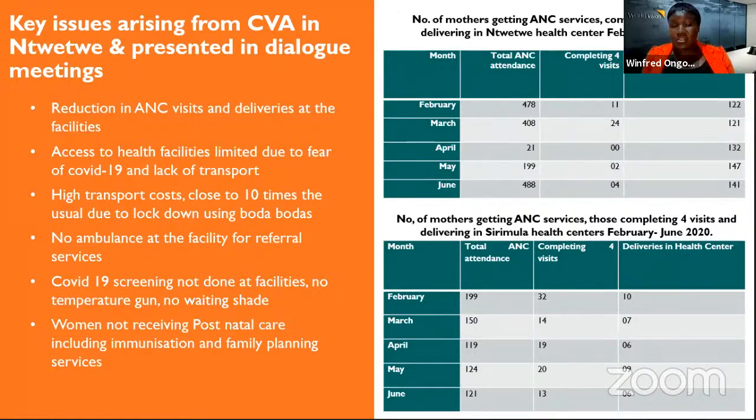And they were using boda-bodas. These are local motorcycles that are used for public transport. Then on top of having high transport costs, there's no ambulance at the health facility for referral services. And then there was no screening being done at the facility. So that even brings more fear. If there is no screening being done, then I'm sure I'm not safe. That's how the community spoke. Then lastly, there was no access to postnatal care, that's immunization and family planning.